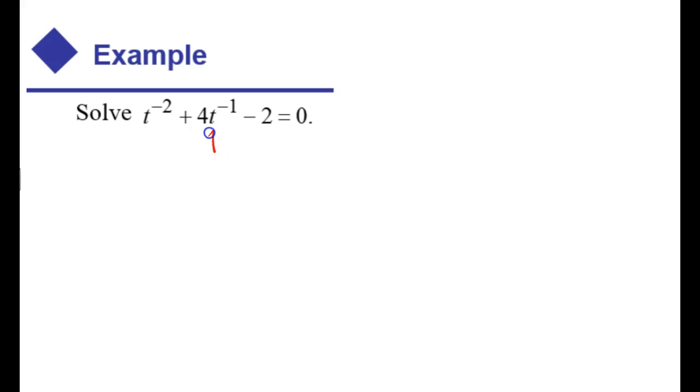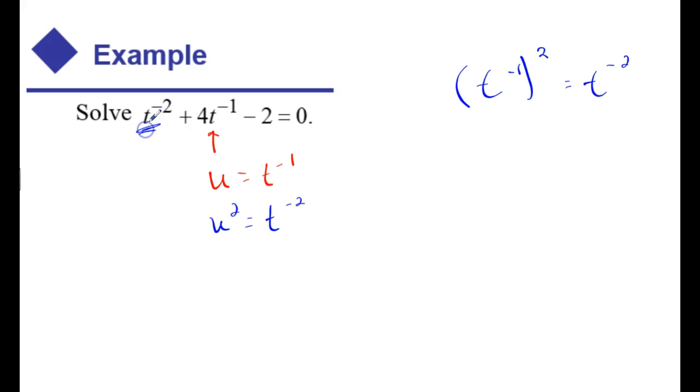Last example, I'm going to try this same thing because it's been working for me pretty good. I'll let u equal t to the negative first. Squaring both sides, that means u squared should equal t to the negative second, because t to the negative first squared is a power raised to a power rule, and that's t to the negative second, which is exactly what I wanted. So I have u squared plus 4u minus 2 equals 0.